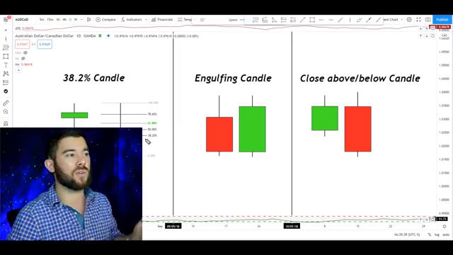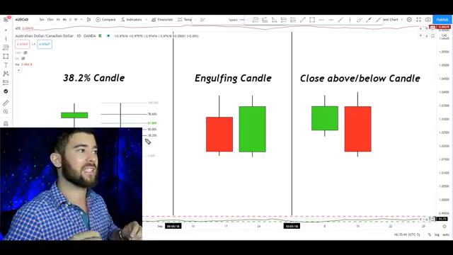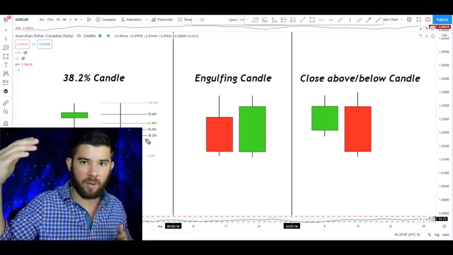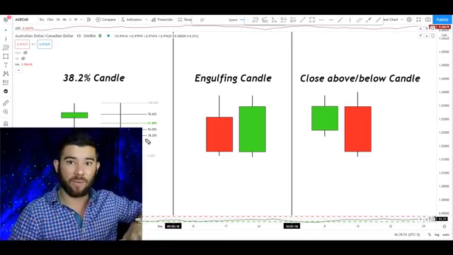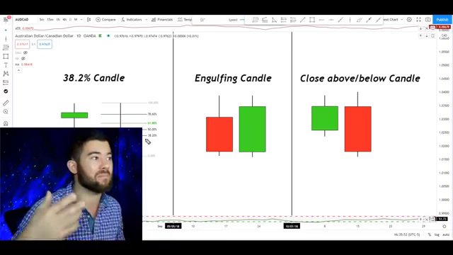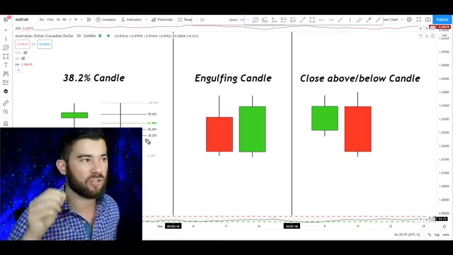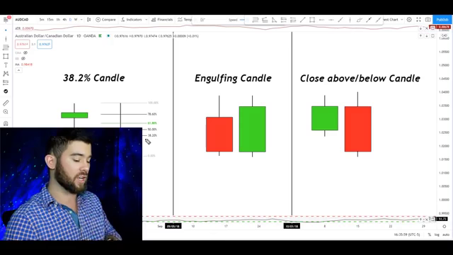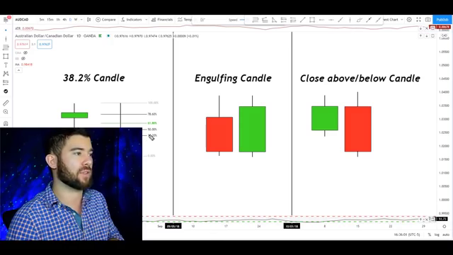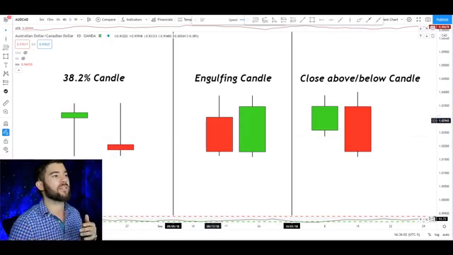Again, the way we use these types of candles is if this was to occur at the top of an uptrend, it might be a sign of a reversal. If this was to occur in a downtrend on our pullback, it might be a sign that we're about to continue in trend. We're going to talk about that on a live chart after I go through the other 2 candlestick patterns. So next, after the 38.2% candle, we have the engulfing candle.